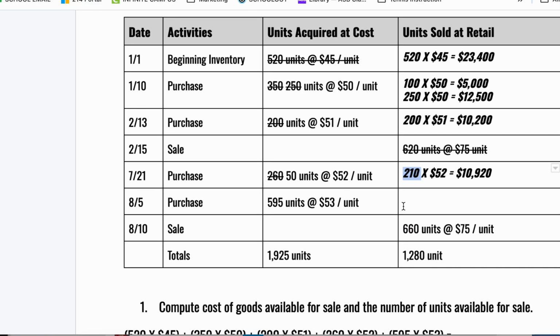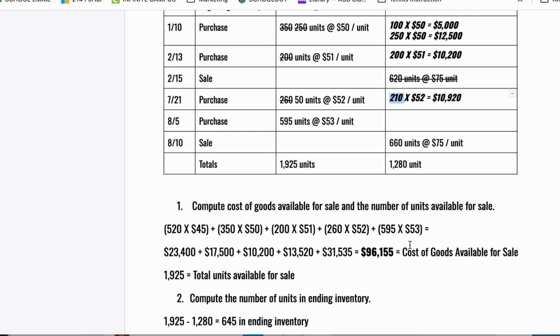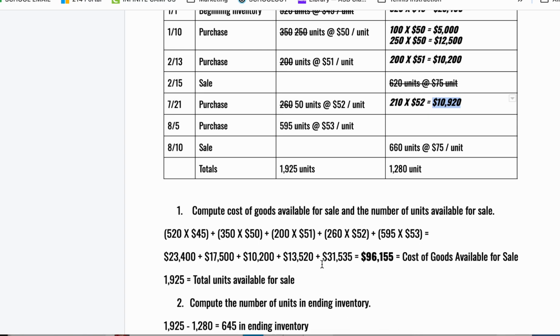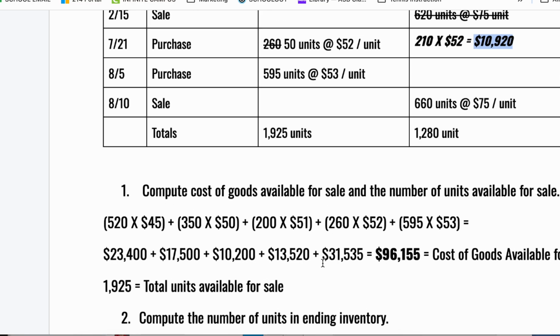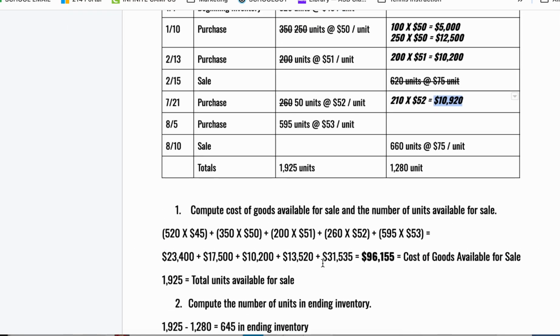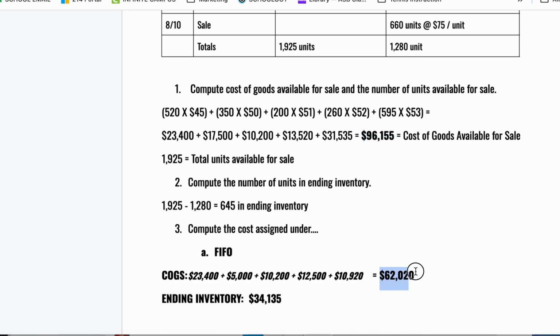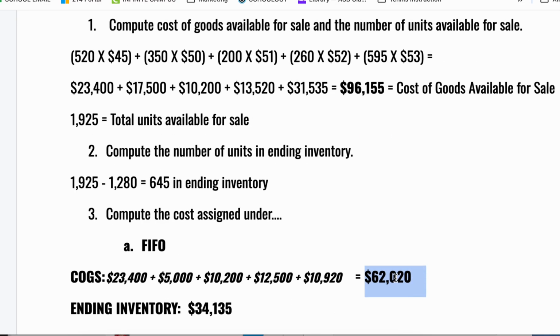Okay, so my cost of goods sold for that is those three combined. So when I combine all those together, 23,400 plus 5,000 plus 12,500 plus 10,200 plus 10,920. That doesn't seem right. Hold on a second. Oh, that is right. When I combine all that together, I get 62,020. All right, that is my FIFO.